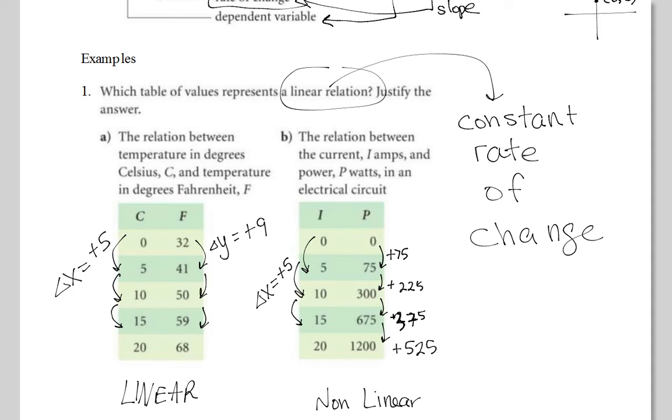That's kind of funny. Constant change. It's like an oxymoron. Constant change. Well, it just means the thing that you change by has to be constant. Up by 5, up by 9. Up by 5, up by 9. That's constant change. Up by 5, up by 75. Up by 5, up by 225. Up by 5, up by 3. That's not constant change.